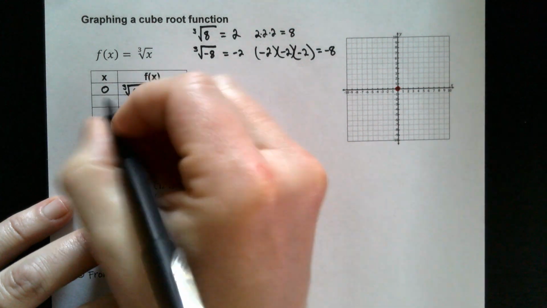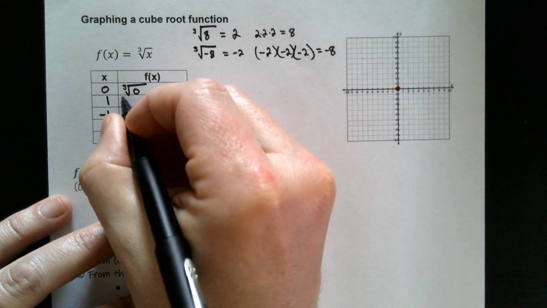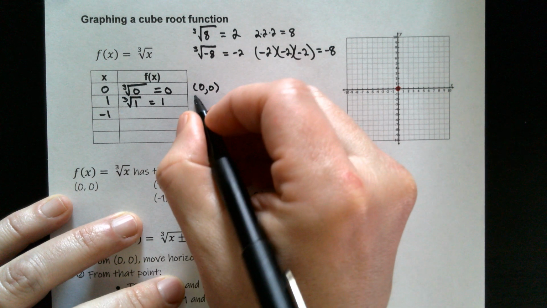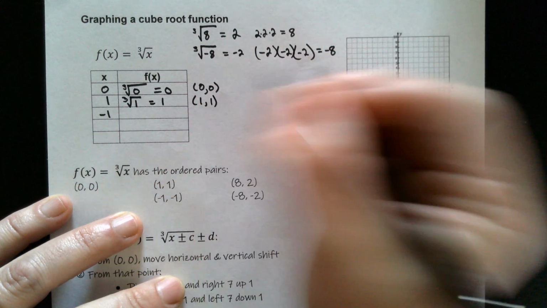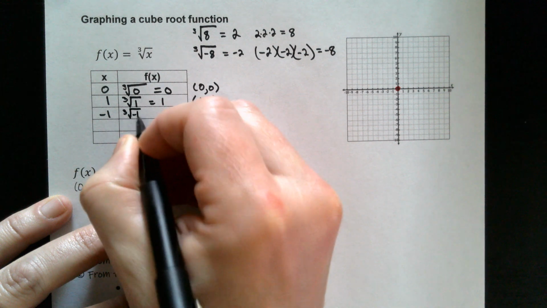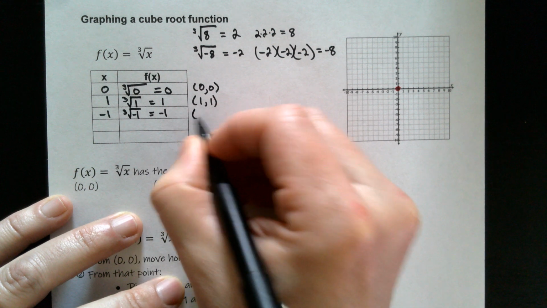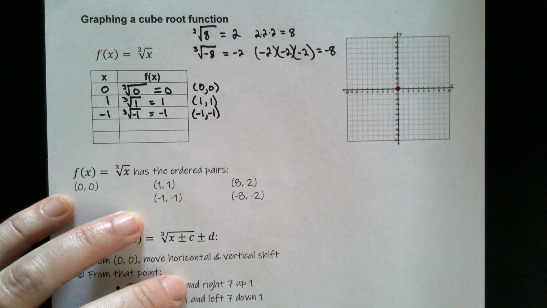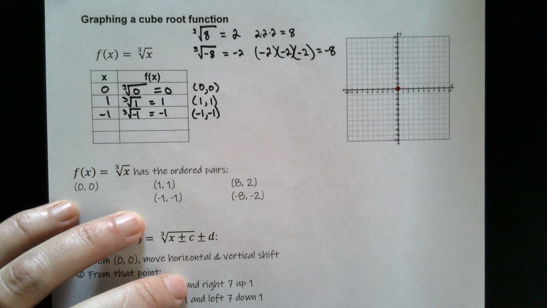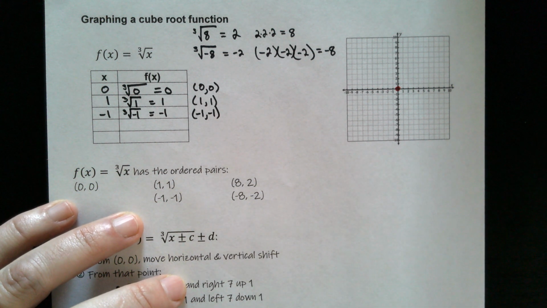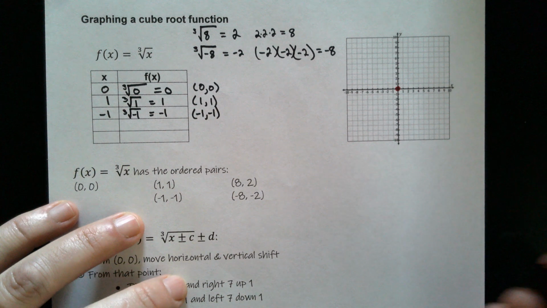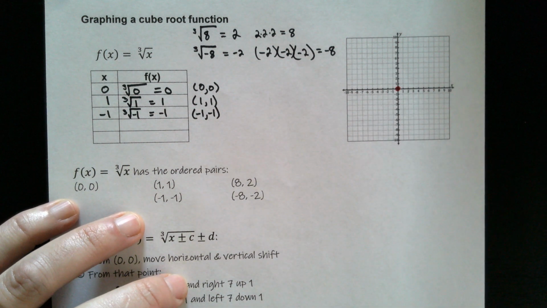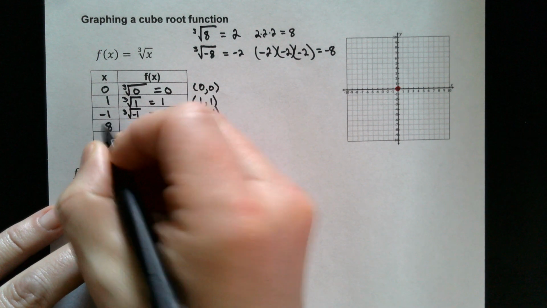Okay, let's plug in a 1, and let's also do a negative 1. The cube root of 1 is 1, because if you multiply 1 by itself 3 times, you get 1. And the cube root of negative 1 is also negative 1 for the same reason. The next nice cube root: you can't use 2, 3, 4, 5, 6, or 7. You can use 8. You can use the other ones, except they'll give you decimal answers, which is not really helpful when we're trying to graph this. So let's use 8 and negative 8.